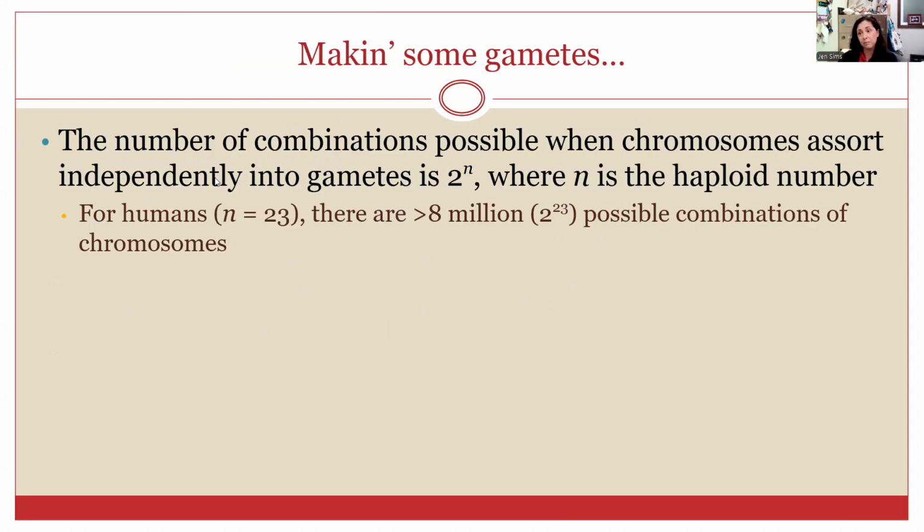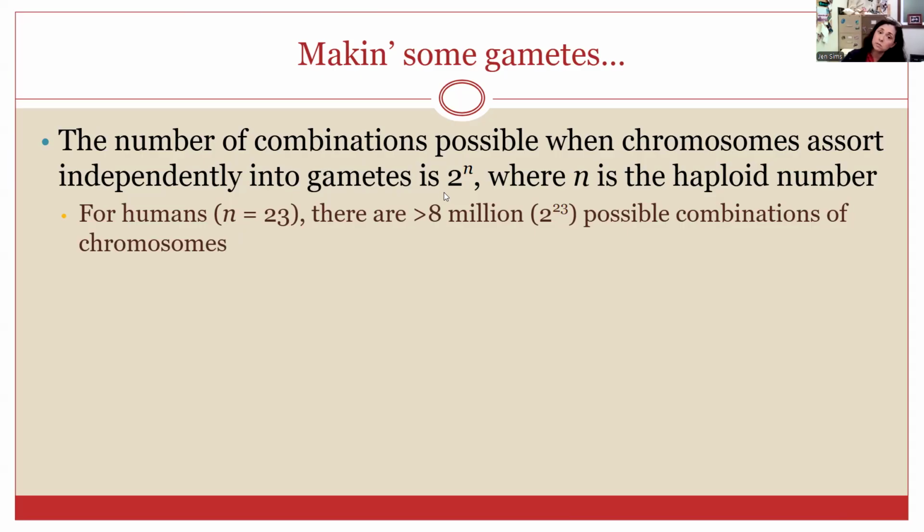Here's where it gets a little bit daunting though. So get your math on, everybody. The number of combinations possible when chromosomes assort independently. So this is like lining up the chromosomes for humans on the metaphase plate and then split. One goes to this cell, one goes to that cell, into gametes is 2 to the power of n, where n is the haploid number of your chromosomes.